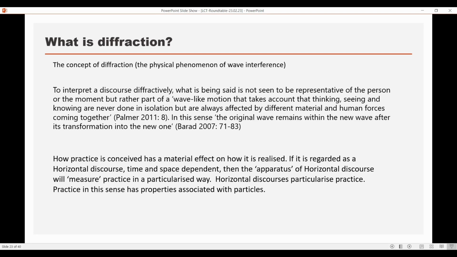Because the argument is the media matters, the discourse matters. The way that professional practice is being conceived has an effect on the pedagogy and the way that it continues to be conceived. So in this way, the discourse is part of the construction of professional knowledge. The discourse is part of the apparatus, it's part of the measurement.